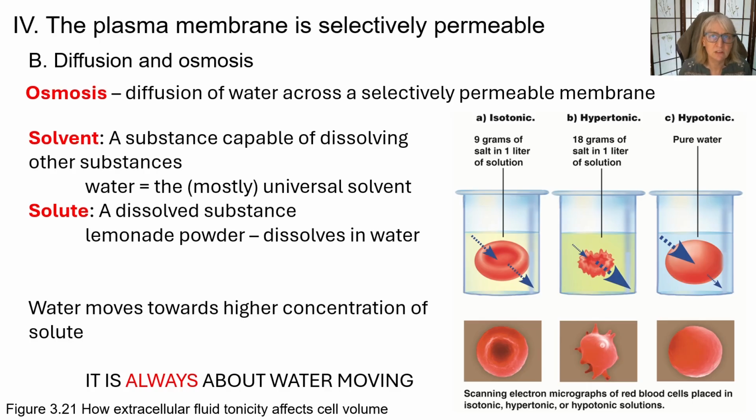The solute is the stuff that you are putting in the solvent. And this may be if you're making lemonade juice. Not today, it's freezing. But if you're making lemonade in the summer, you take the powder and dissolve it. The lemonade is the solute. The water is the solvent, with a T on the end. In our bodies, it's often going to be salts that are the solute, or sugar that is going to be the solute. Water moves toward the higher concentration of solute.